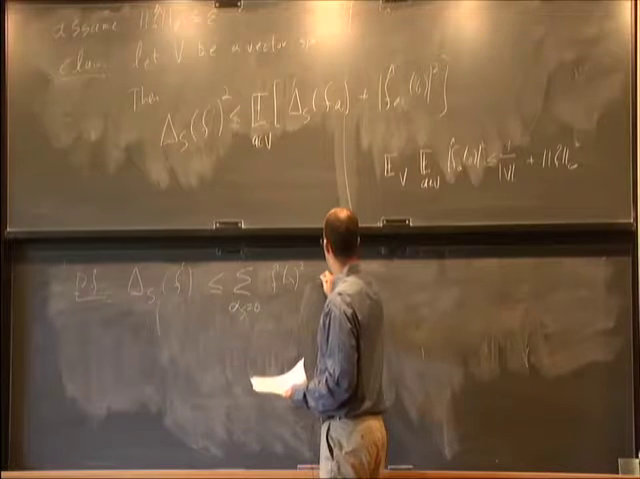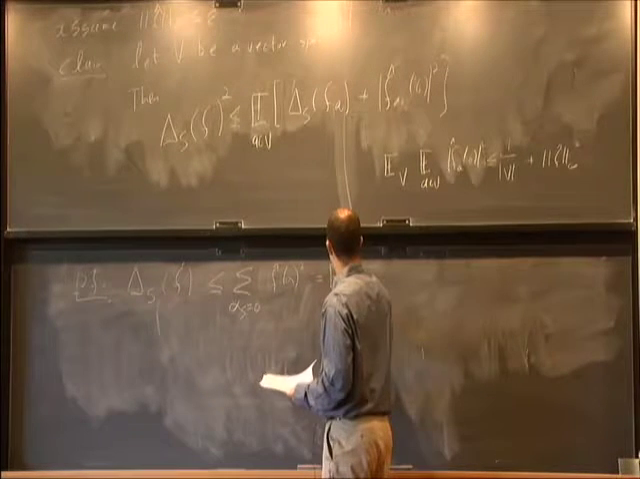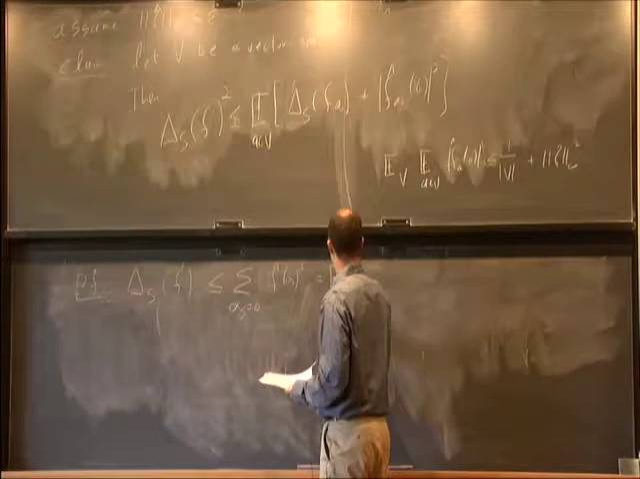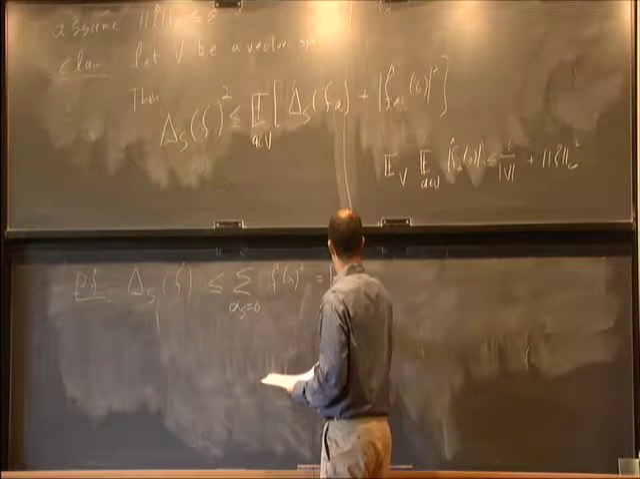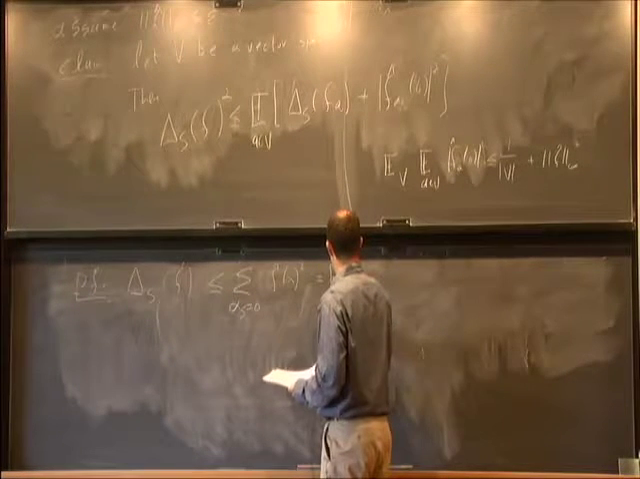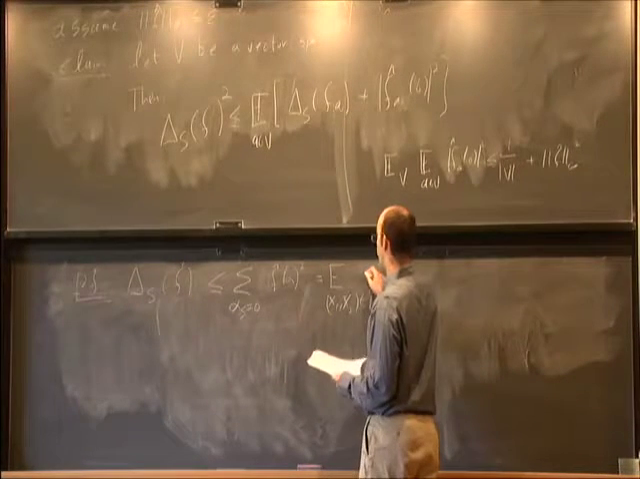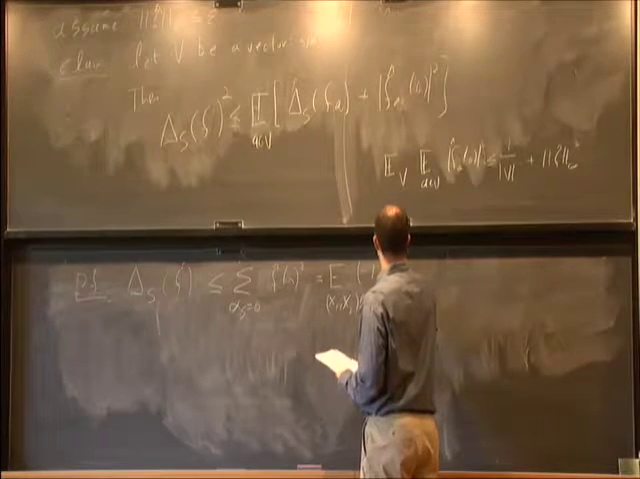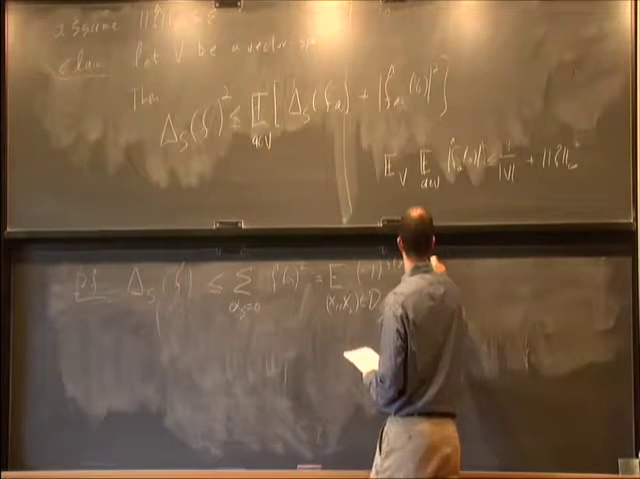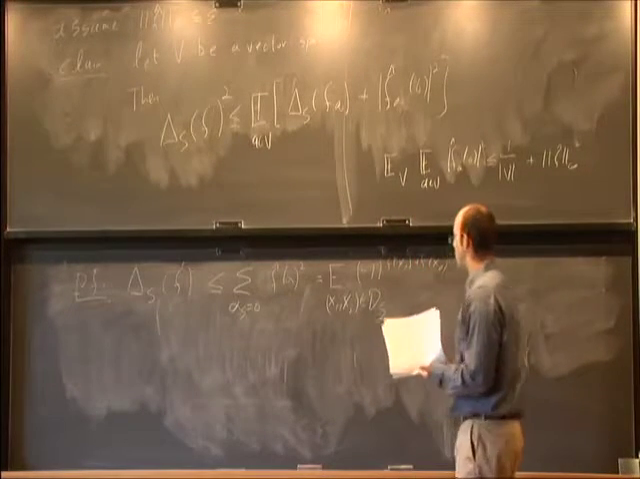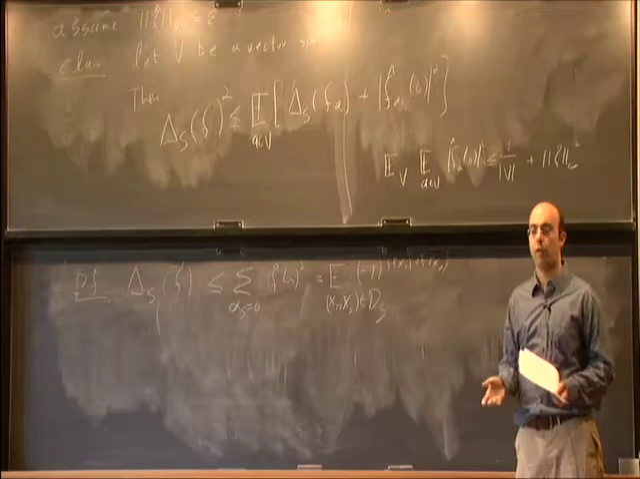And this is just the average of choosing x1 and x2 in this set D_S of minus 1 to f of x1 plus f of x2. Right, so that's just an equivalent way of writing it.